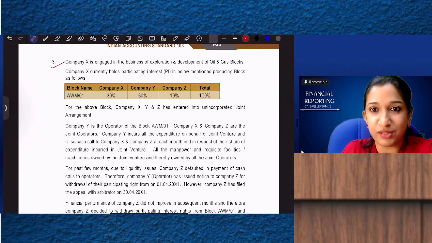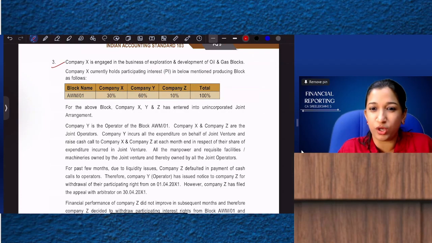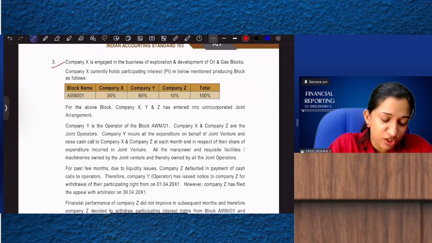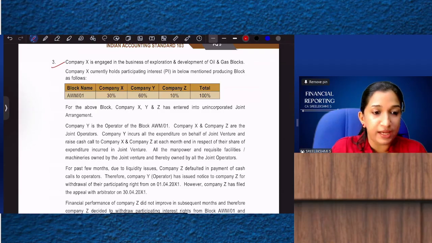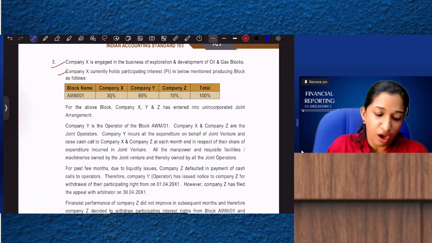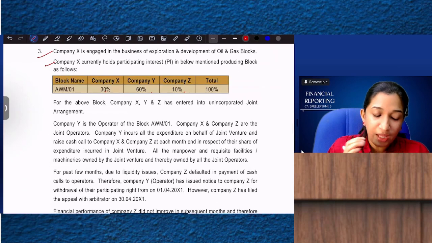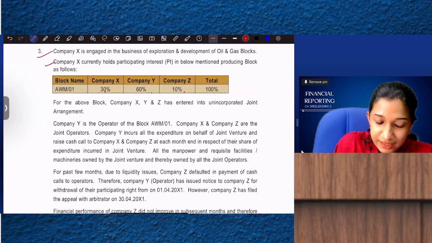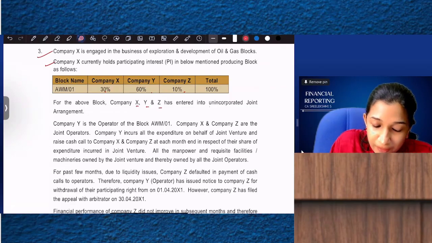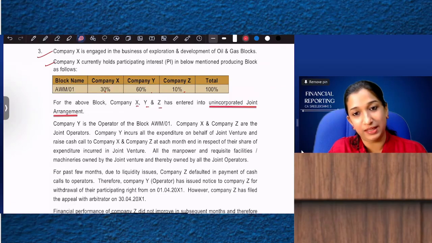I don't know whether joint arrangement is included or not. I have no idea, so I'm just reading. Company X is engaged in a business and it is also holding some participating interest, and these are the share percentages of X, Y, and Z. For the above block, companies X, Y, Z have entered into an unincorporated joint arrangement.